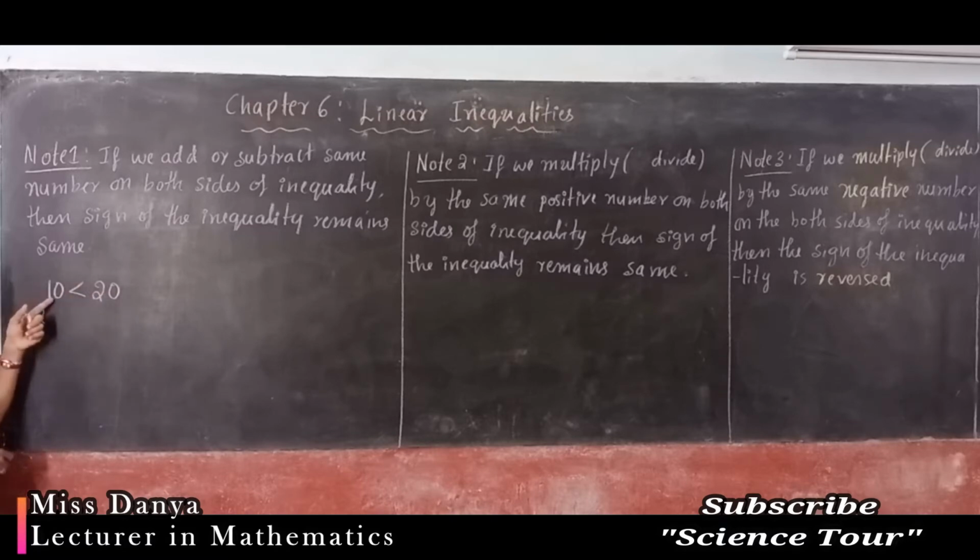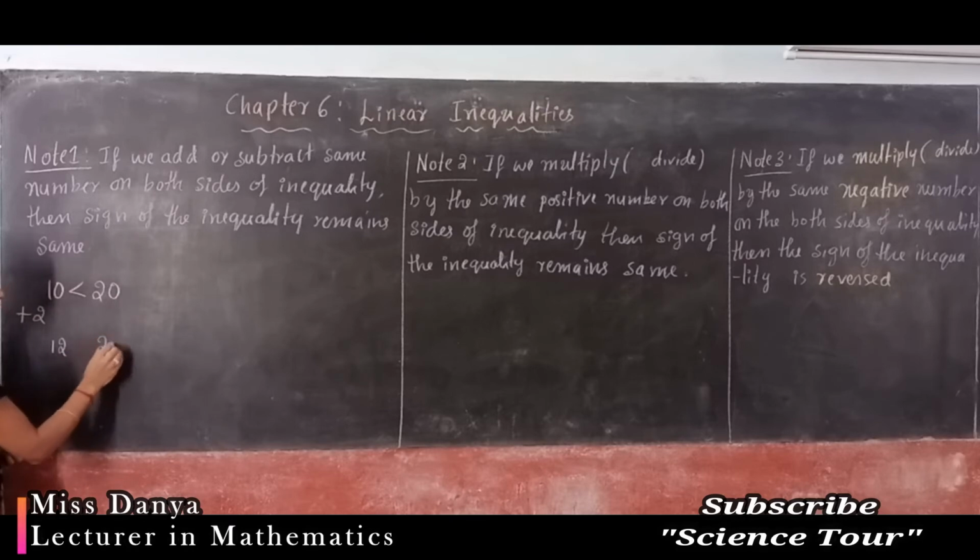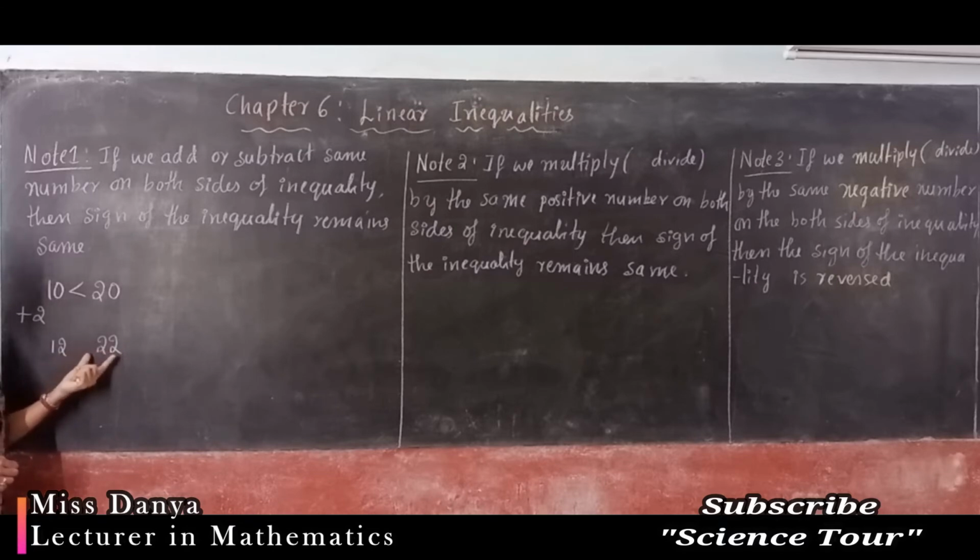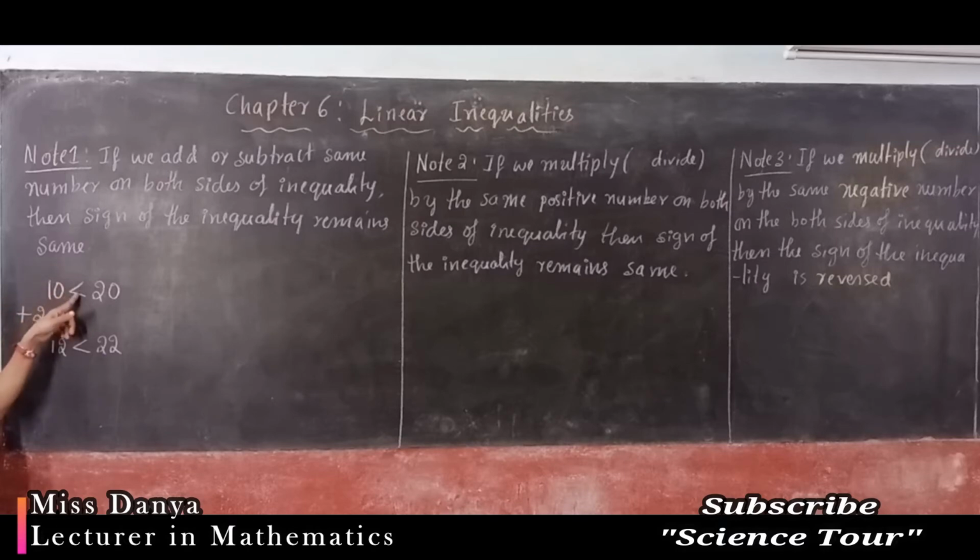So then what will you get? 10 plus 2. What is 10 plus 2? That is 12, and 20 plus 2. 20 plus 2 is what? That is 22. And which inequality symbol can we use here? 12 and 22. 12 is less than 22, right? So we have to use the less than symbol. Now you see, the sign of the inequality before adding 2 is less than, and the sign of the inequality after adding 2 is also less than.